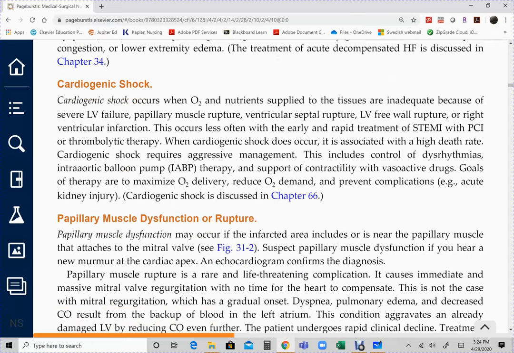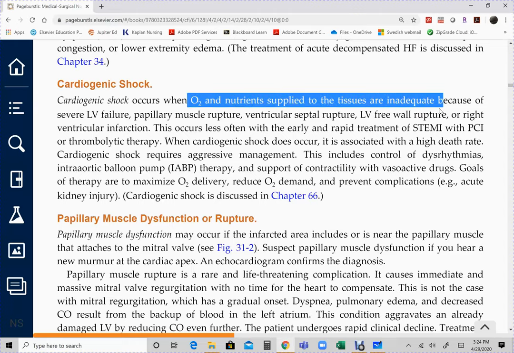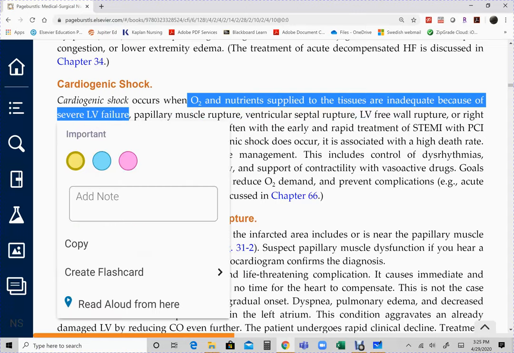Cardiogenic shock is discussed in chapter 36. This is a state again. So just like heart failure, this is a state. Technically, if the patient dies from a heart attack, from an MI, the technical cause of death is really cardiogenic shock. So this is shock, meaning there is zero cardiac output. Blood pressure drops below 70, in the 60s. So this is just a state of no oxygen. So this is a state when oxygen and nutrients are inadequate. So this is the actual cause of death when somebody dies from a heart attack.